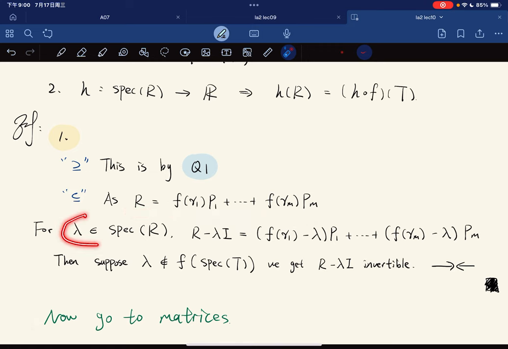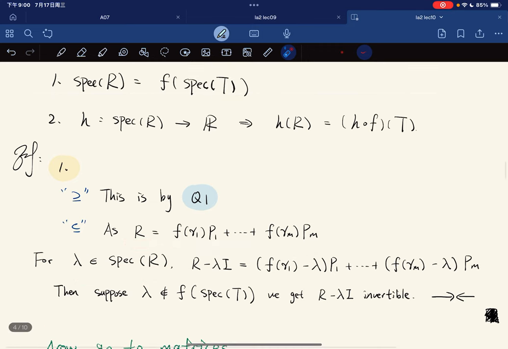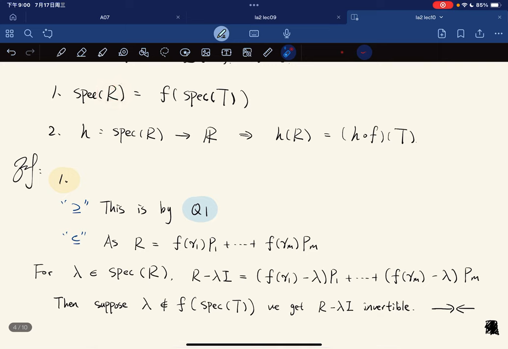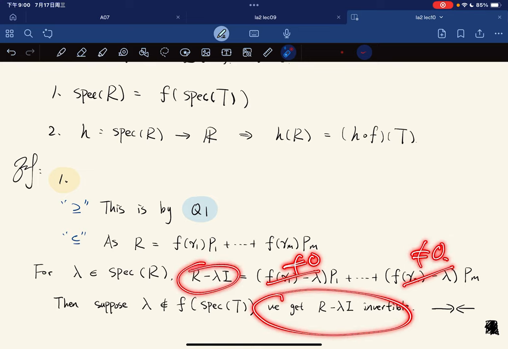So for a lambda in the spectrum of R, R minus gamma I lambda I gives you this. So we suppose that it is not in the spectrum, then those quantities will all be non-zero, and we can again get that this is invertible, right?